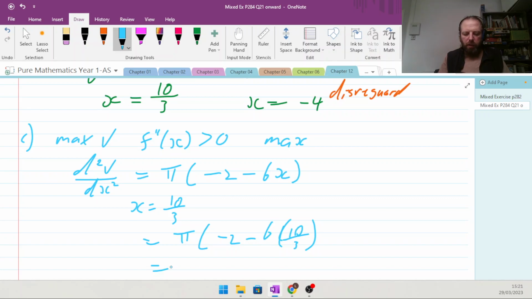What's going on there? 60 over 3, minus 20, gives us minus 22 pi. Why does that not feel like it is greater than 0? Let's have a little look.